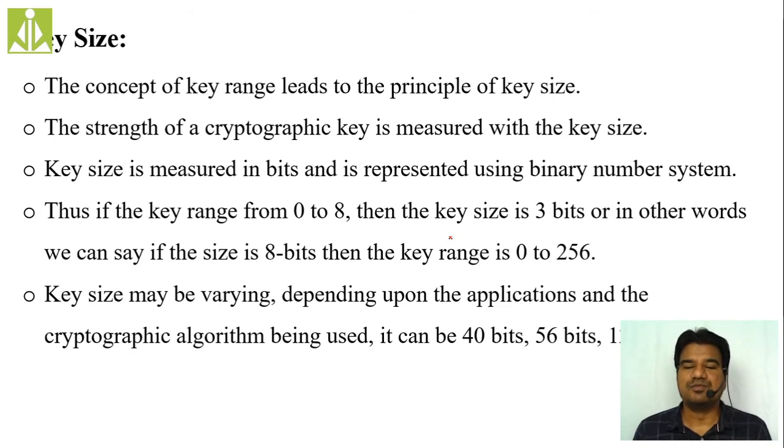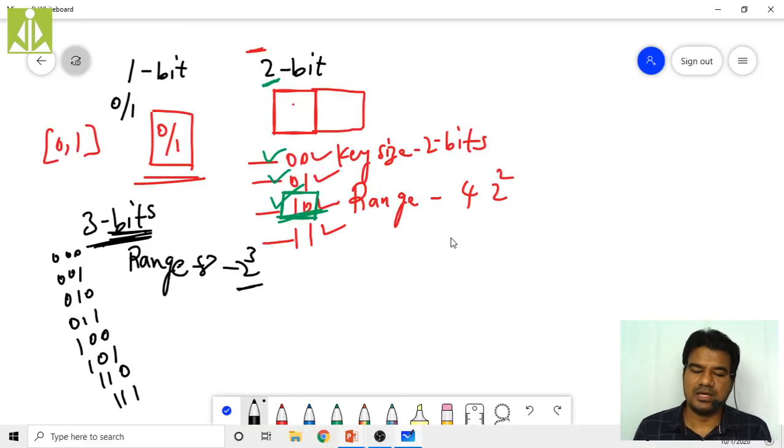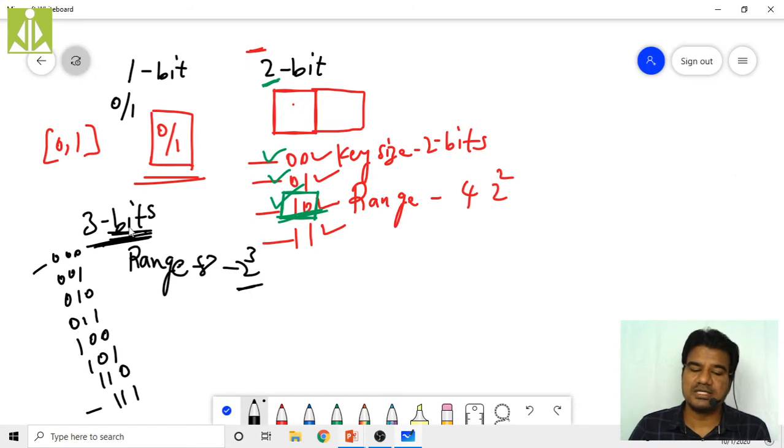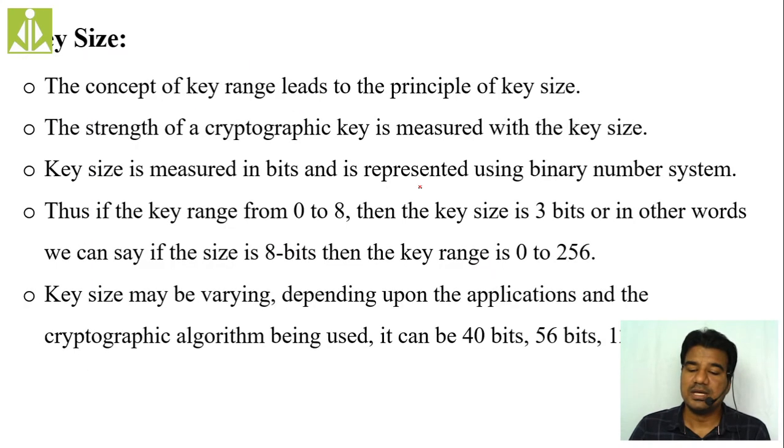Already I told you, whatever cryptographic system we are going to follow, it is a binary cryptographic system, and key size is measured in number of bits, using the binary number system. Thus, if the key range is from 0 to 8, already we did that practice over here, then what is the key size? 3 bits. We already discussed this. So key range is 0 to 8, then our key size is 3 bits.